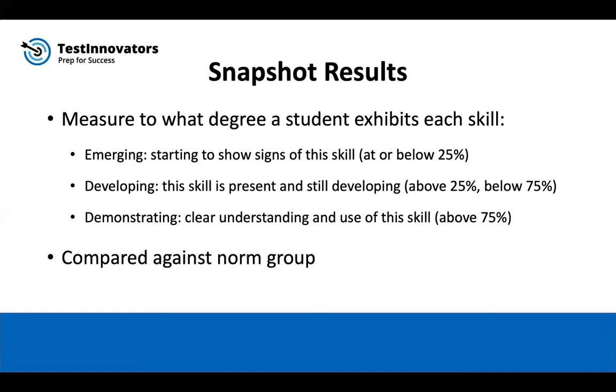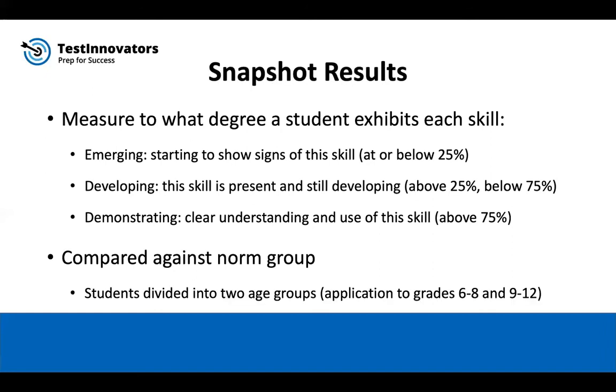It's compared against a norm group, and that norm group is split into 2 age groups. So in order to be more fair to students, it's separated according to middle school students and high school students, essentially. So everyone applying to high school is grouped together, everyone applying to middle school is grouped together, and middle school and high school students are not being compared.